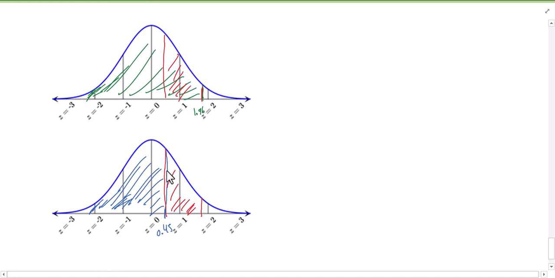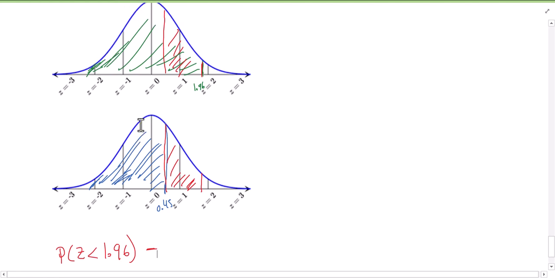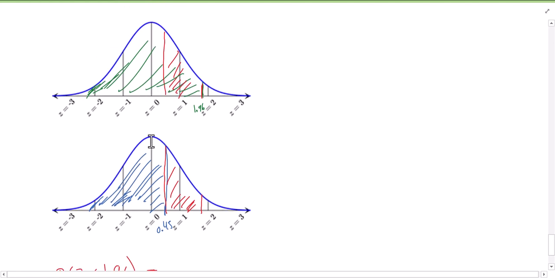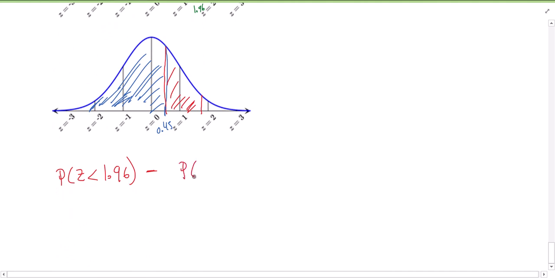So what we're going to do is get the area for the z-score of 1.96. So we're going to get the probability that z is less than 1.96, and then we're going to subtract, right, because I want to take away this area so that I'm left with just the in between. So I'm going to take away the probability that z is less than 0.45. So I will look both of these up on my table.